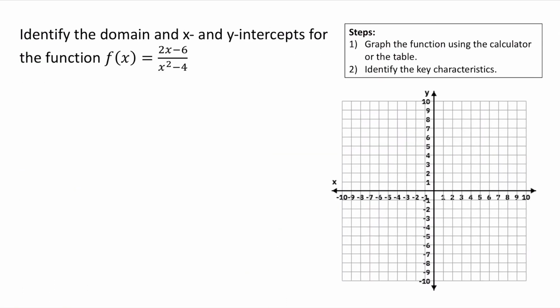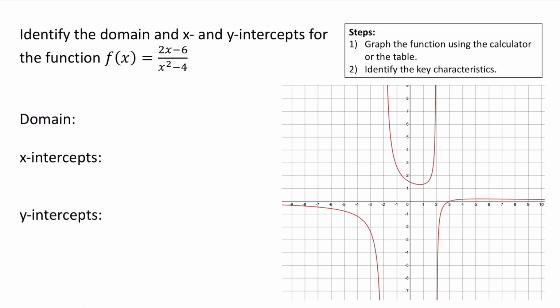So let's find the domain and the x and y intercepts of the function f of x equals 2x minus 6 over x squared minus 4. So I started off by graphing this in Desmos, so let's go ahead and figure out the domain. Notice the domain here is like in 3 pieces. So let's figure out what those pieces are. There's going to be an asymptote anywhere our denominator equals 0, right? Where our denominator is x squared minus 4.